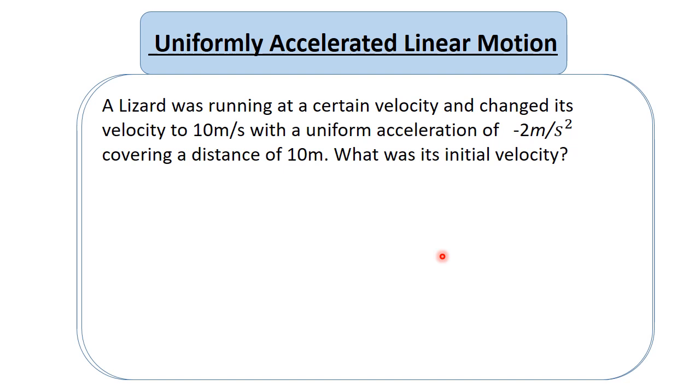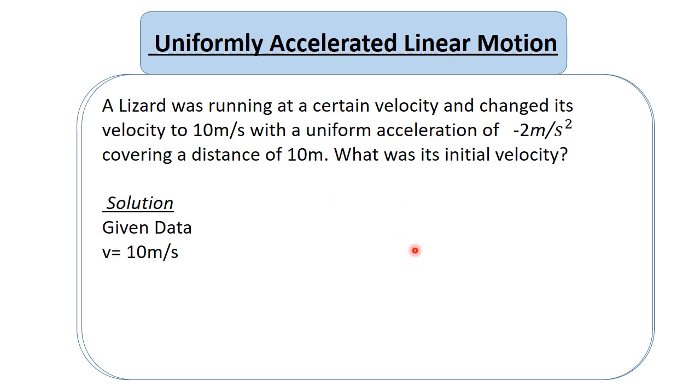The final example: a lizard was running at a certain velocity, and changed its velocity to 10 meters per second with a uniform acceleration of negative 2 meters per second squared, covering a distance of 10 meters. What was its initial velocity? So this lizard was running at a certain velocity, which we don't know. So this velocity, which they haven't specified, is the one we're looking for.